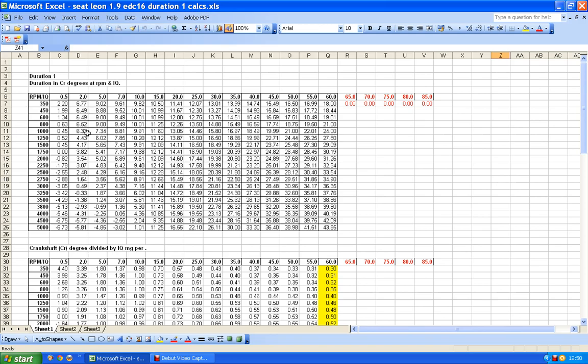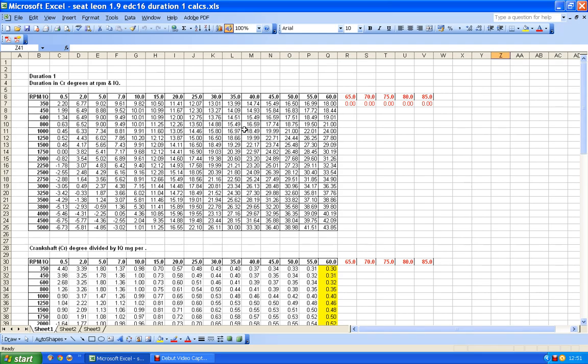And basically what I've done is I've copied the map from the file. It's already got factors sorted, so in other words it's actual duration figures rather than raw data. And then I've put the axis data for injection quantity across the top and axis data for revs per minute down the side. And then I've just cheekily extended it right out to 85, which is obviously ridiculous.